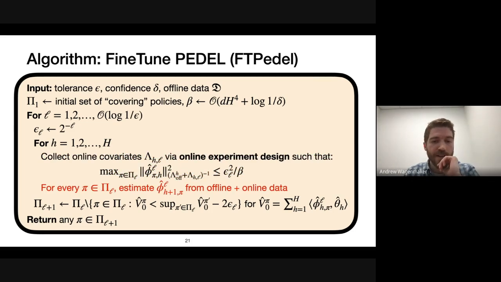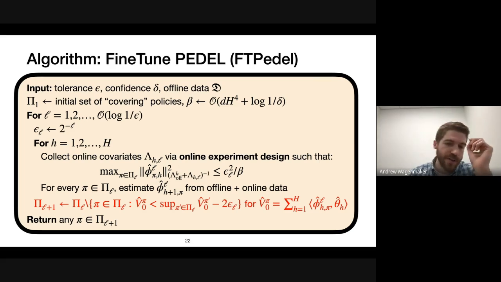For every pi in the active set, we're going to estimate the direction it points in, this phi hat pi L, using the offline and online data. And we do this for each h, and then at the end, we eliminate policies that we can show are suboptimal. So we use the data to estimate the value of the policy.